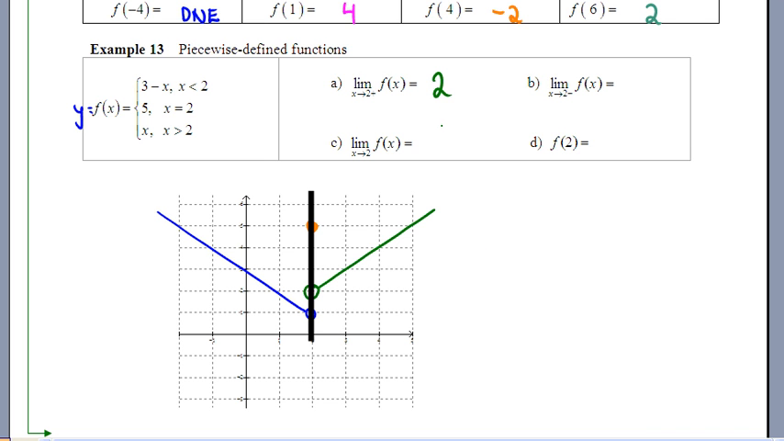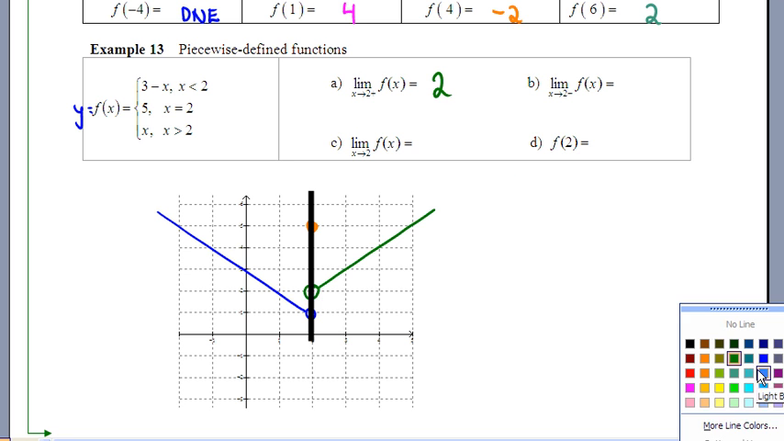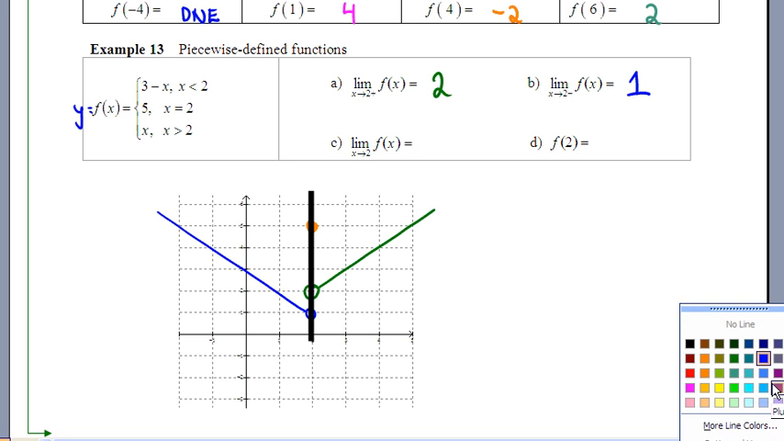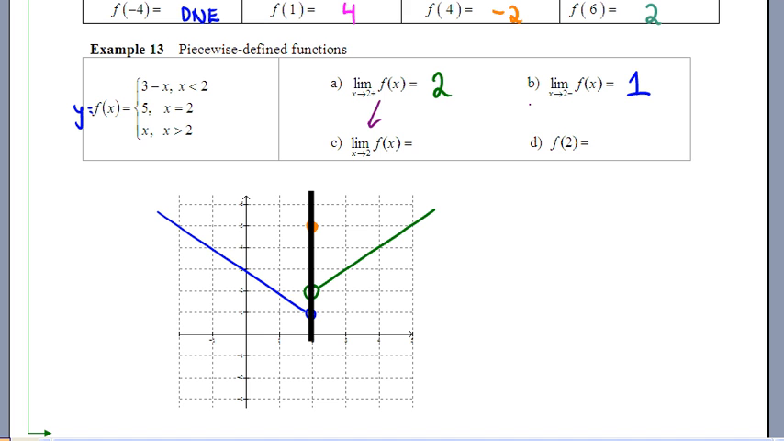Heading towards 2. B says, why don't you approach that little black curtain but go from the low side? Well, that's following the blue path in, right? The less than 2 part. That looks like we're going to be heading towards a y value of 1. Now the next part says, hey, can you combine those ideas? Could you just answer the question in general about the limit? We don't want to do these sided things. We don't want to play favorites. Well, they don't agree, so you'd have to say, look, there's just no agreement here. It does not exist.